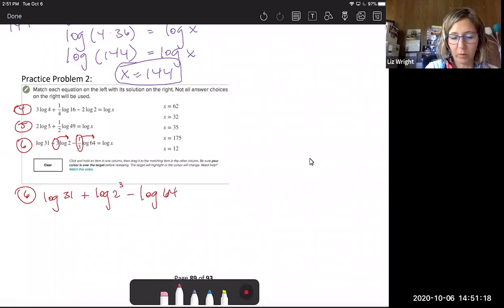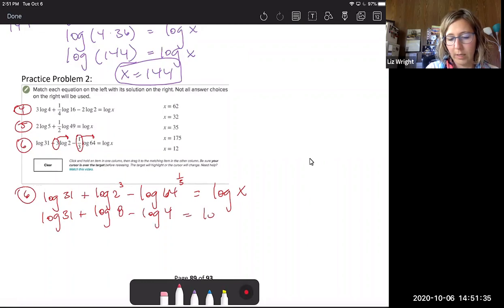Here's the cubed root of 64 again. Equals log of x. So then we've got log of 31 plus log of 8 minus log of 4 equals log of x. So then what you can do is that if you want to, you can actually combine the whole thing. So you could do 31 times 8 divided by 4 if you'd like. Or you can just do it step by step, and you can do 31 times 8. And then we'll do that next one in the next step.